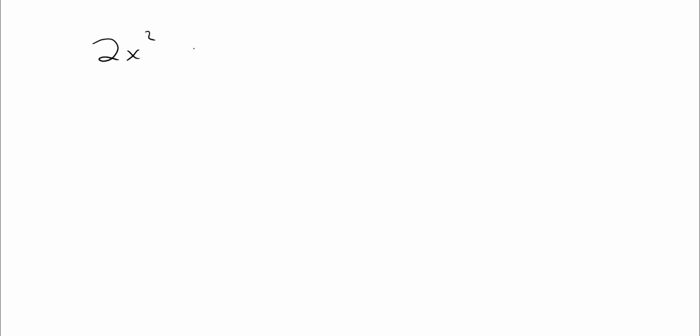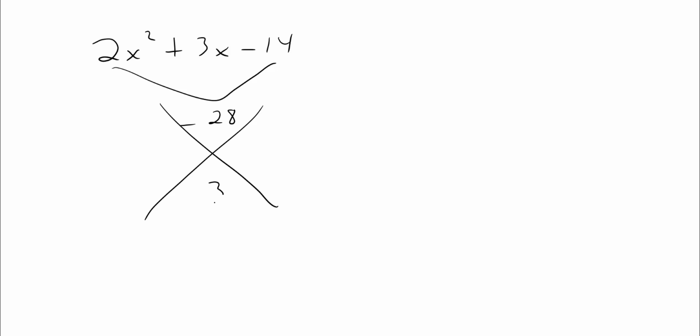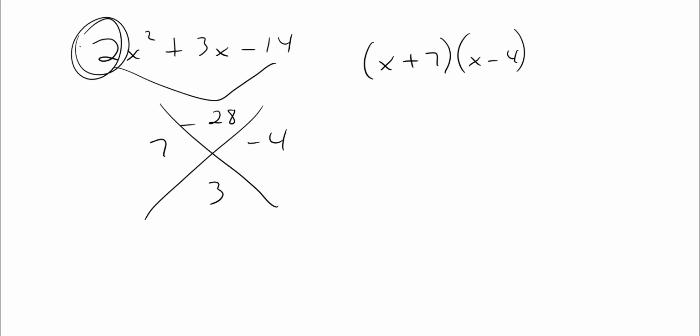2x squared plus 3x minus 14. Okay, so you get negative 28. So that's the top of the x, and then a 3 here. So again, think of numbers that give you 28. Well, I pretty much know it's 7 and 4, right? 7 minus 4. So 7 and negative 4. That's beautiful. Okay, so we have x plus 7, x minus 4. We divide each of those by the 2.